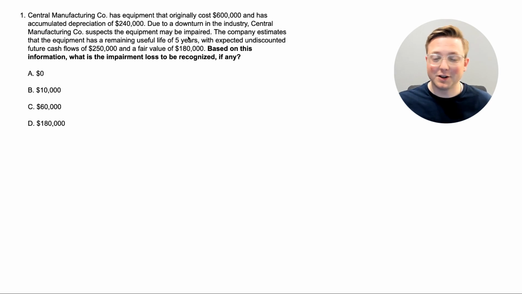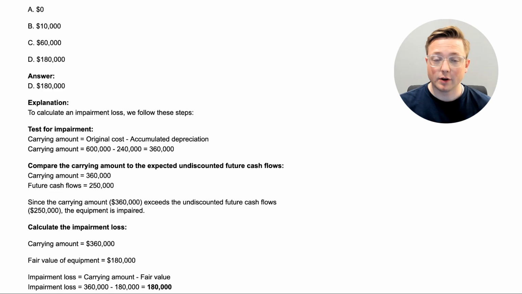Maybe why are you watching the video? Probably just to get practice. But if you have no idea how to do this, that's okay. We're going to dive straight into the answer because, again, we're using the questions to inform us what we need to know. So let's dive into the answer. All right, here we are. The answer is D, $180,000. So let's go ahead and walk through this and figure out how to calculate that impairment loss.